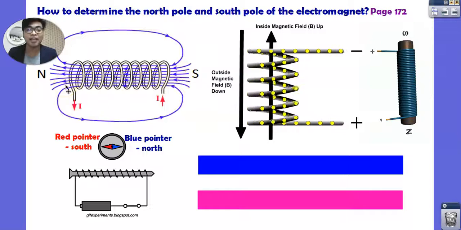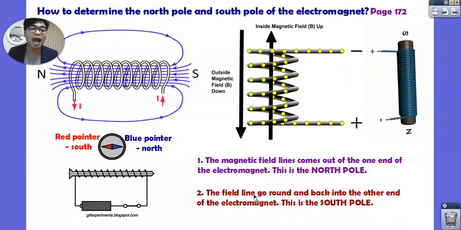So this field here shows that the electrical current now creates a magnetic field. And where is the flow of the electrical current? It creates the North Pole and the South Pole. So the inward flux of the electrical current creates the South Pole, and the outward flow of that creates the North Pole. So the magnetic field lines come out of one end of the electromagnet. This is the North Pole, and the field line goes round and back into the other end of the electromagnet, and we call this the South Pole.